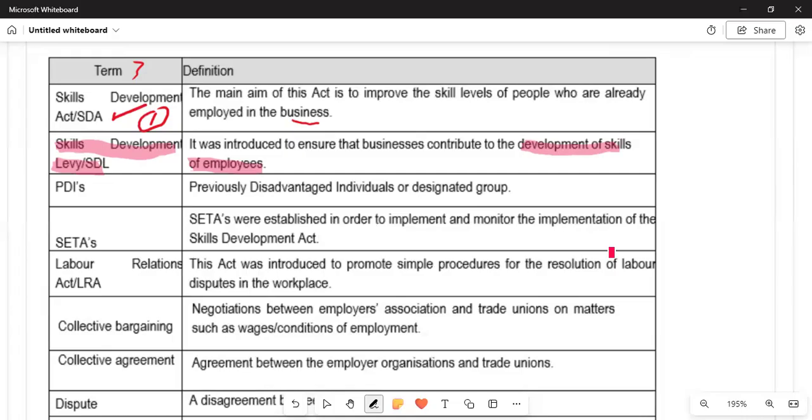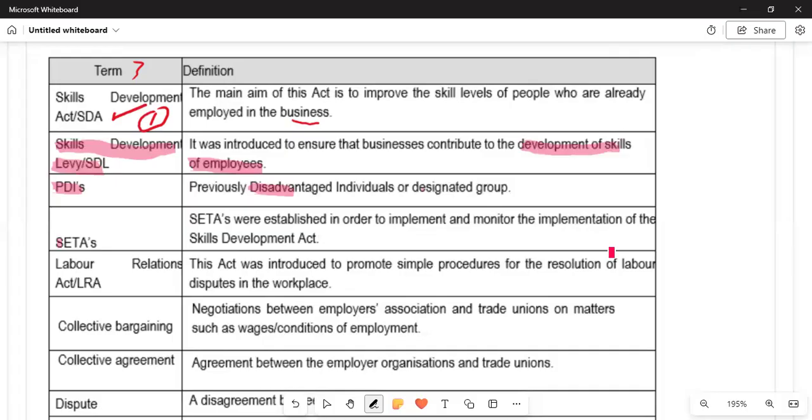Now we have PDIs, previously disadvantaged individuals or designated groups. Those are people who were overlooked in the past. They were disadvantaged and not accommodated. Then we have SETAs, which is the Sector Education and Training Authority, which was established to implement and monitor the implementation of the Skills Development Act.